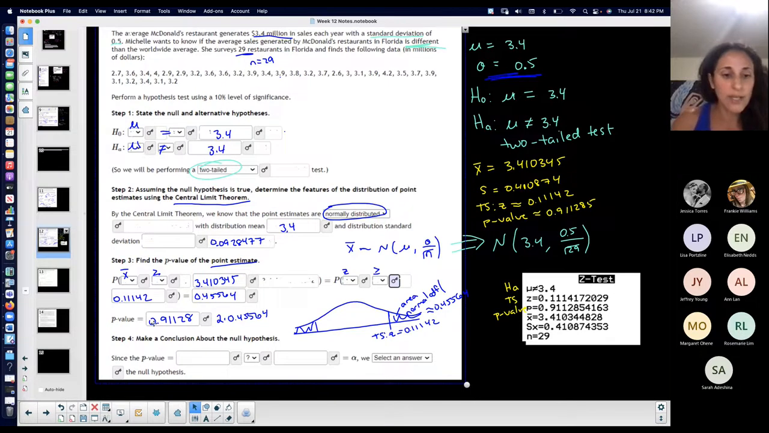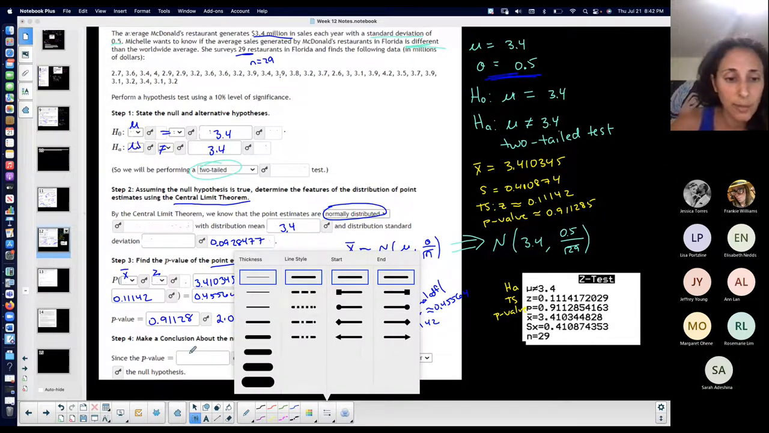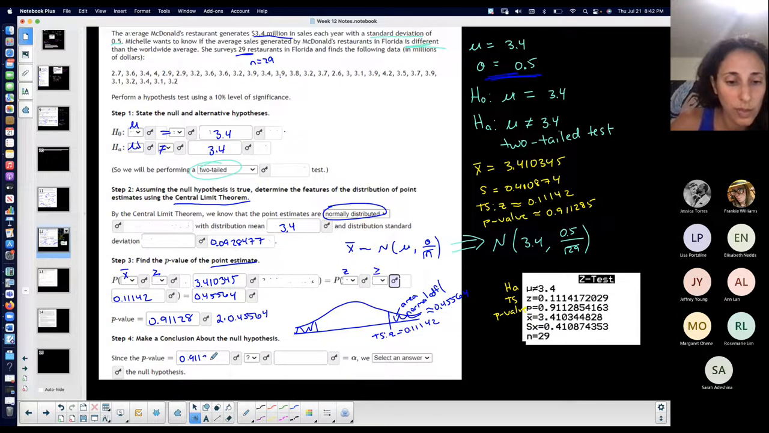So let's see. Since the p-value is equal to, are they really making me put this in again? Yep. Since the p-value is equal to 0.91128, and this drop down is probably comparing it to alpha. It's either less than or greater than or equal to. And this is way bigger, so we'll put greater than or equal to your significance level, which, where is that? 10%, I missed that. Alpha is 0.10, which is 10%. And that's what goes here.